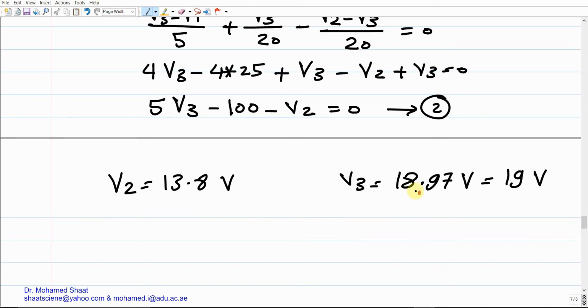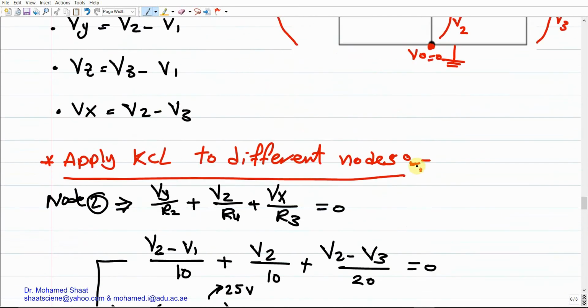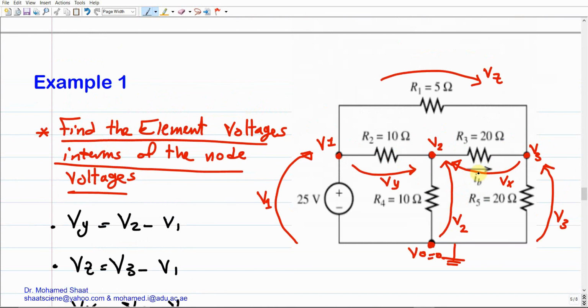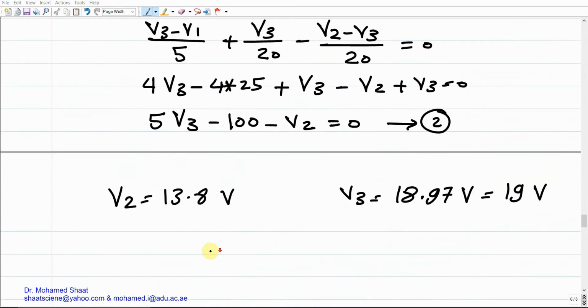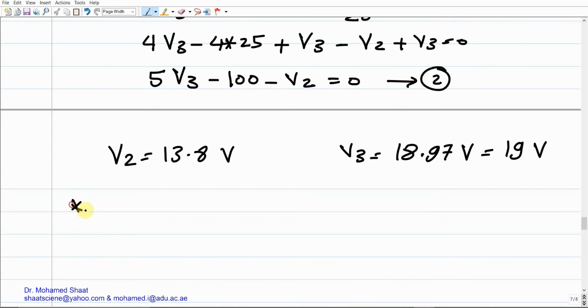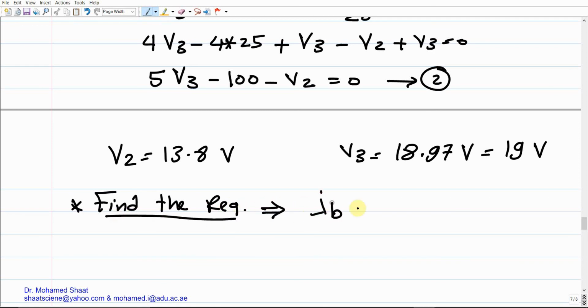But remember, what is the requirement? What was required in this problem? Okay, how about if it is required from us to find IB? IB should be the current over this electrical element, which is the element R3. Make sense? So if IB is required, as we discussed, it should be Vx over R3, right? This is going to be the extra step, just to find the requirement. It is required just to find IB, how much it is. So IB should be Vx over R3 according to the method that we applied.